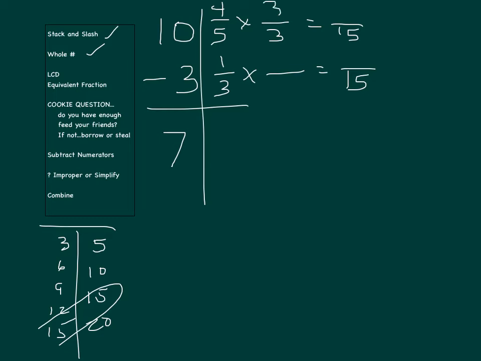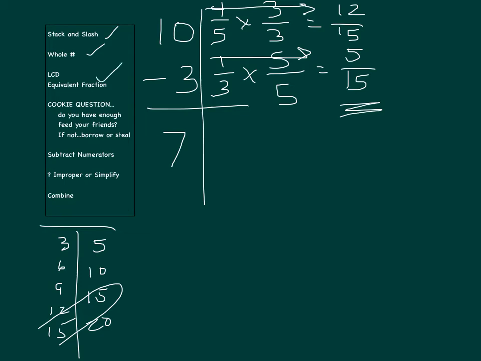Whatever I do to the bottom, I do to the top. Now 4 times 3 is 12. Now, 3 times what gives me the 15? That is 5. And 3 times 5 is 15. And 1 times 5 is 5.